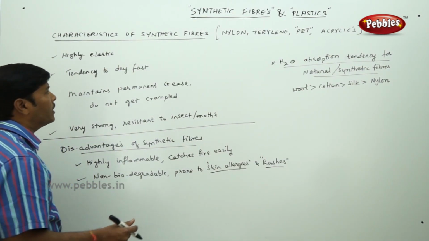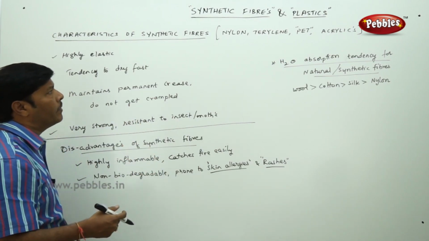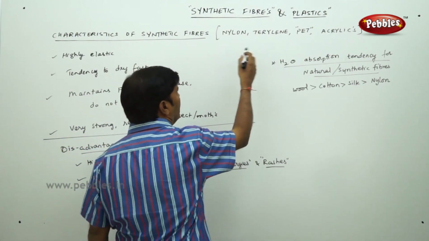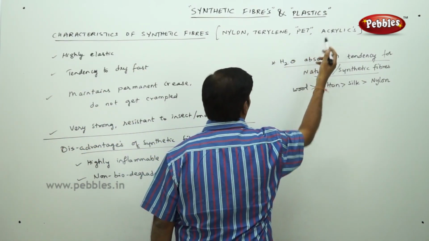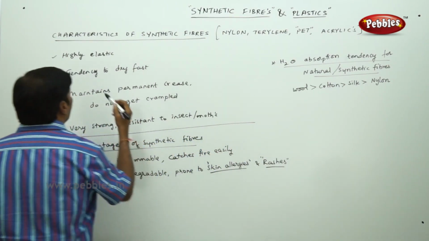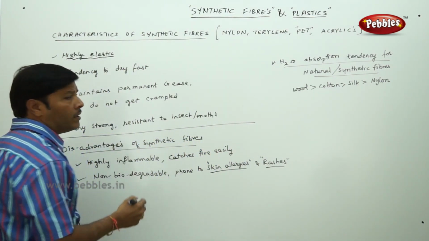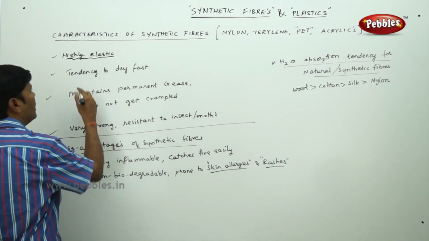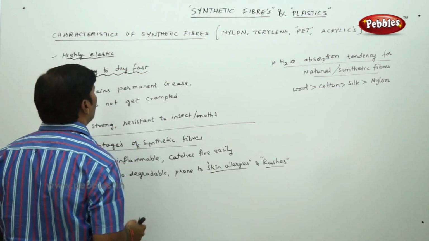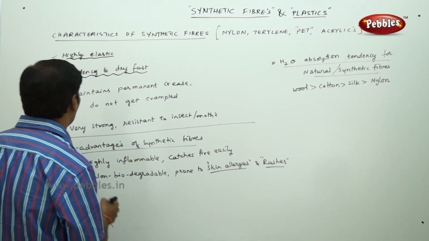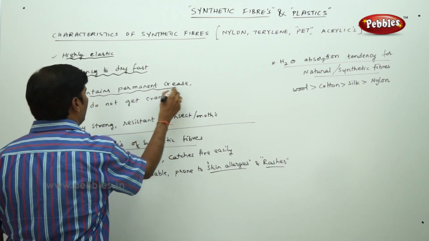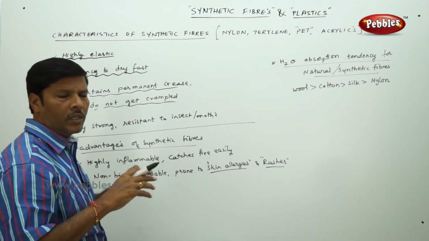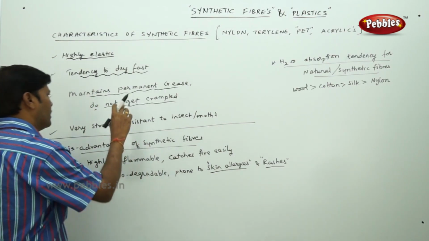Now the next part of the discussion is the characteristics of synthetic fibers, where the synthetic fibers include nylon, terylene, PET, and also acrylics. All the synthetic fibers, as we have already discussed earlier, are highly elastic. They have expansion and contraction tendency, and they tend to dry fast. That is one more advantage. They maintain the permanent crease, and they do not get easily crumpled. That means they do not get easily folded or soiled. That is the meaning of crumpled.